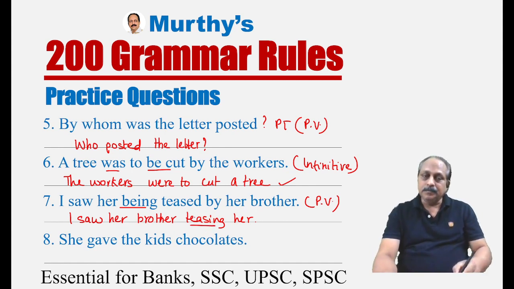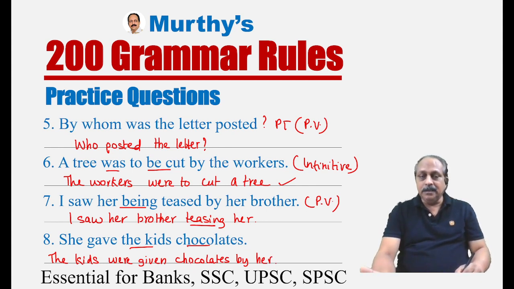She gave the kids chocolates. Here we have two objects. The kids, indirect object; chocolates, direct object. You can change either by taking the indirect object as the subject or the direct object as the subject. That is your choice. The kids were given chocolates by her.